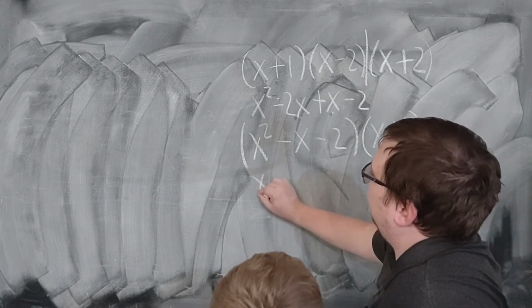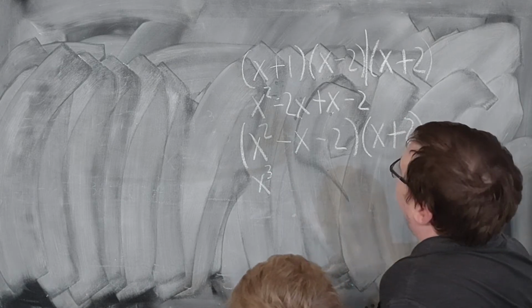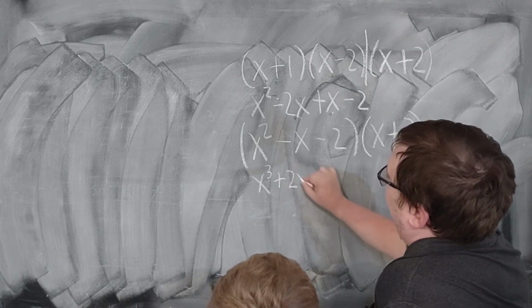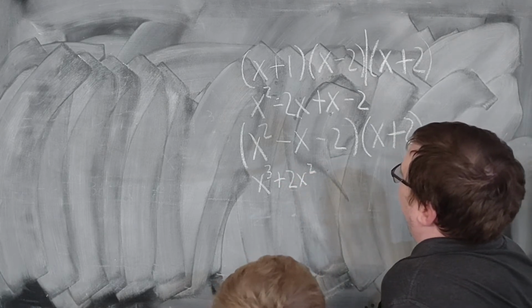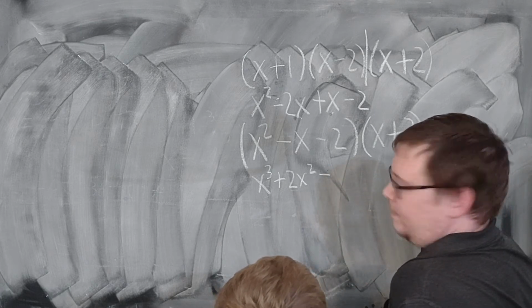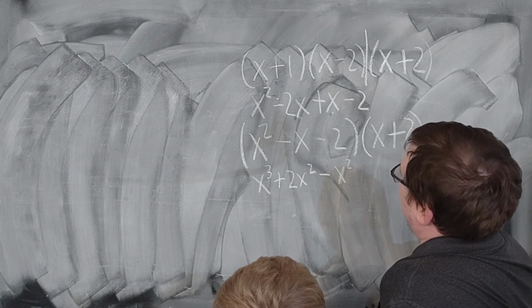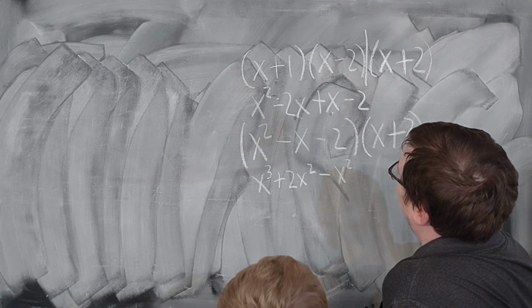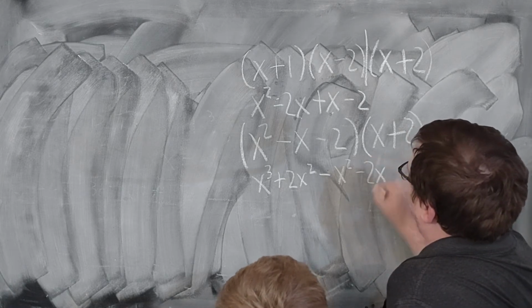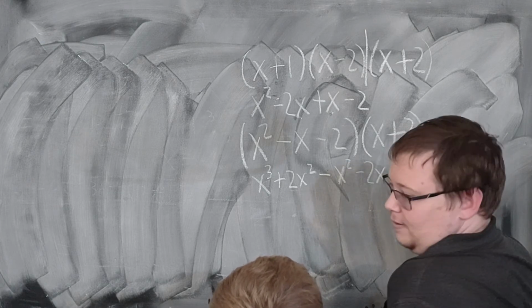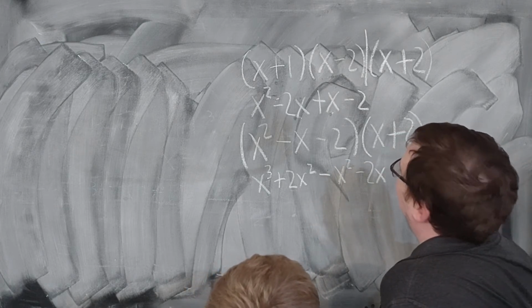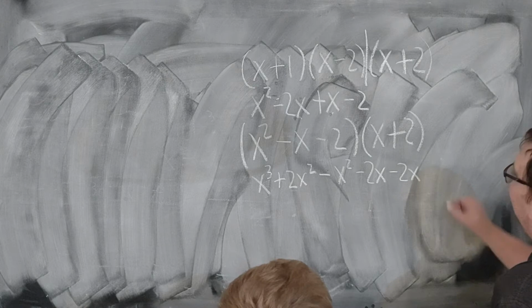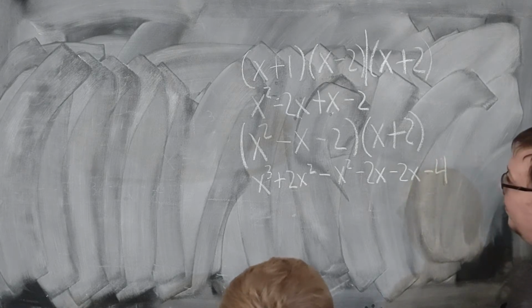X cubed plus 2x squared minus x squared minus 2x minus 2x minus 4. Nice. Can we simplify this?